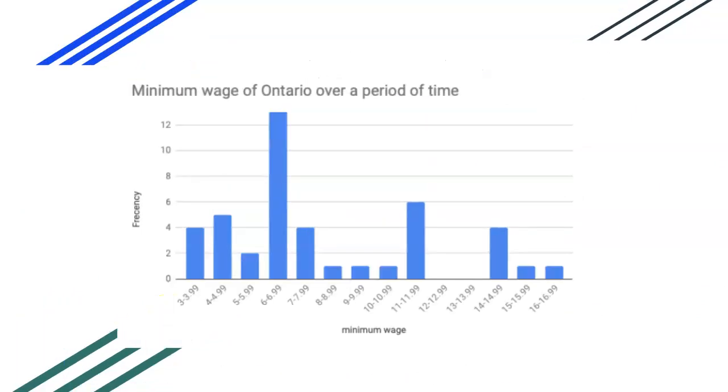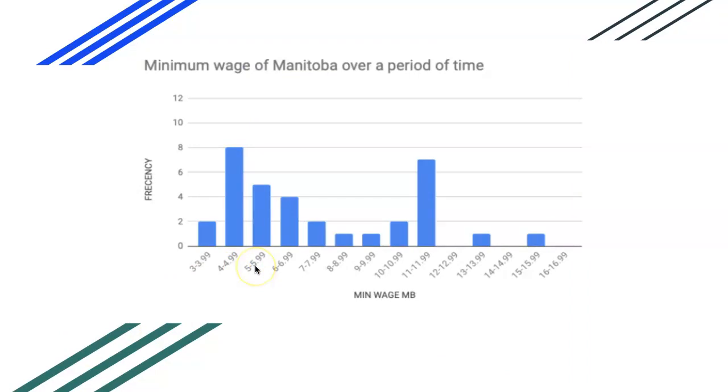Oh, wrong graph. Yep, so this is minimum wage in Manitoba over a period of time. I have my frequency on the vertical axis, and I have my minimum wage down there with the prices. As you can see for this histogram, it's slightly right skewed because the majority of the data leans towards the right side.